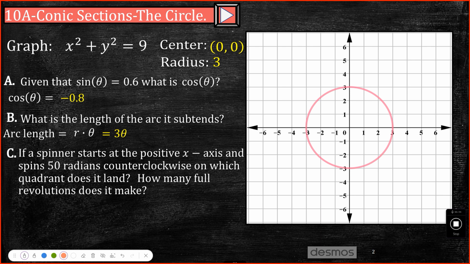So you understand a spinner will start at the positive x-axis. We'll put a spinner here, or spin the bottle. Let me draw a bottle here. So you play spin the bottle. Here's my bottle. You're going to spin that counterclockwise. Clockwise is like a clock goes down, counterclockwise goes up. So we're going to spin it 50 radians. The problem we have is what the heck is a radian? So, what's a radian?